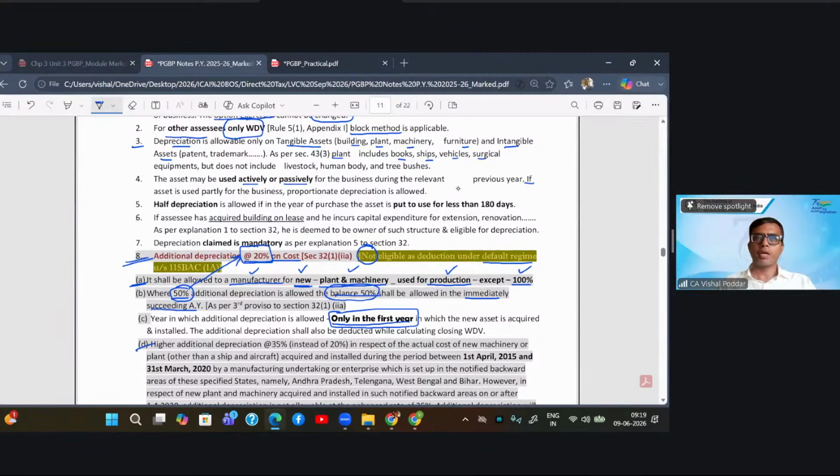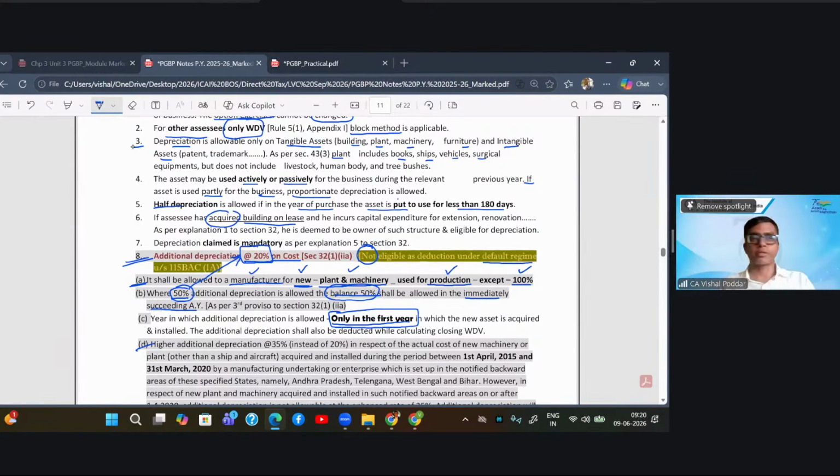Next, if you are using the asset partly for business and partly for personal use, if you remember, we had studied this for other expenses also, the depreciation will be allowed in proportion to the usage in business. Half depreciation is calculated only if in the year of purchase, the asset is put to use for less than 180 days.